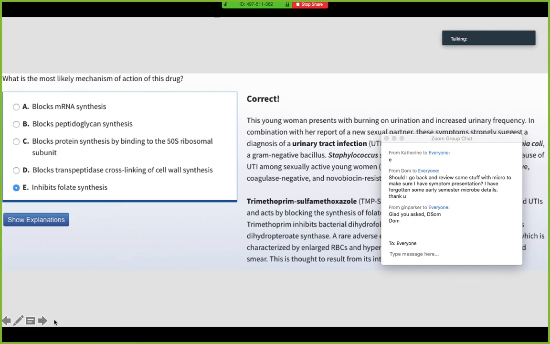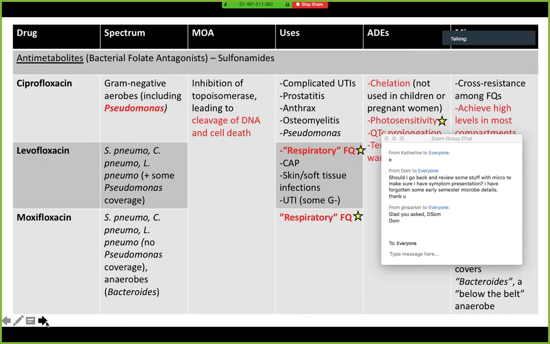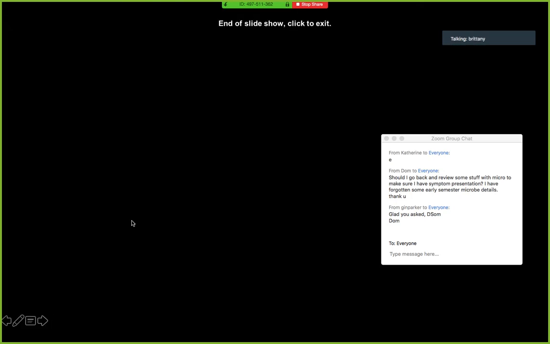Does anyone have any other questions? If you're cramming tonight, don't even bother looking at anything that's not in red at this point. If you know everything in red, that's definitely more than sufficient to pass, if not get a good grade.